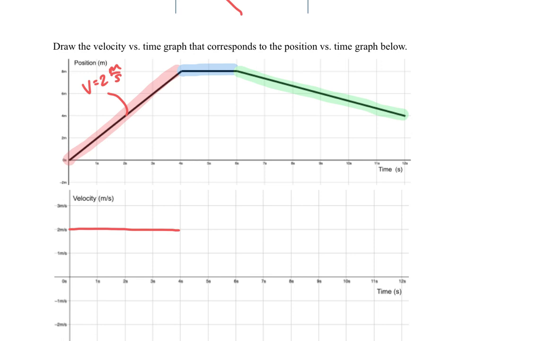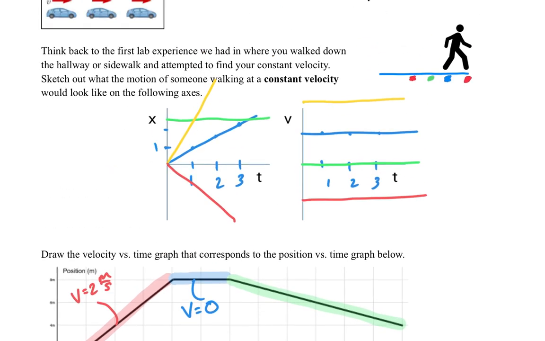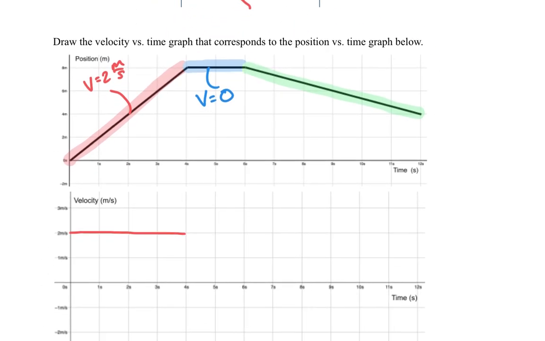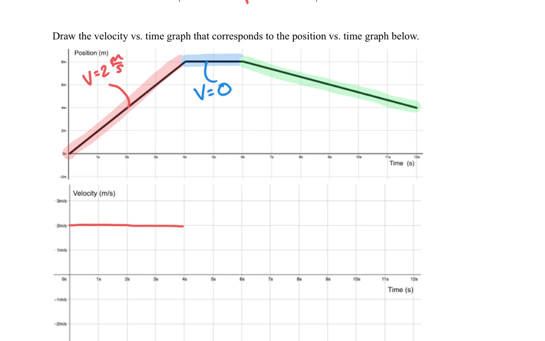Now let's look at what I shaded in blue on the position graph. I look at this and I know the slope of a horizontal line. Hopefully you remember that the slope of a horizontal line is 0, so this velocity is 0. Right? This person isn't moving at all, they're standing still. That's very similar to the green line we had up here. So this velocity is 0 from 4 seconds to 6 seconds. So we can go ahead and draw that on our velocity graph. It's going to look like this.